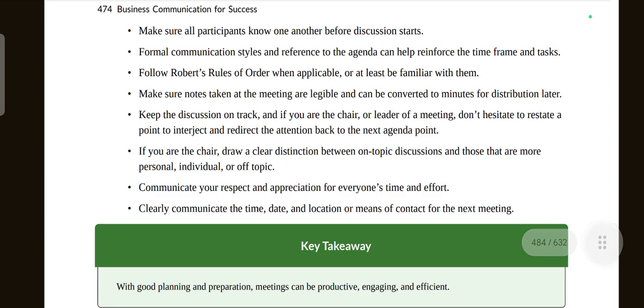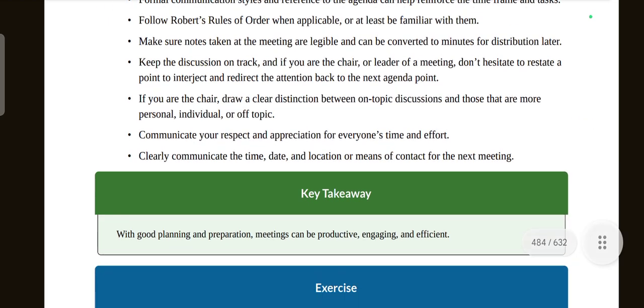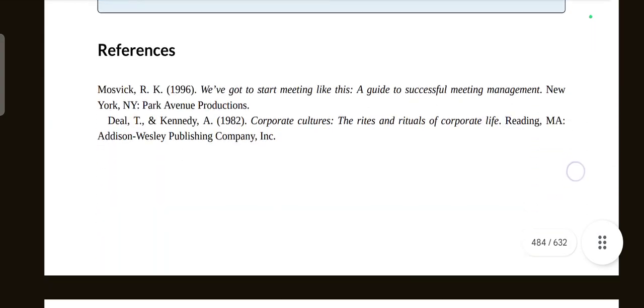Keep the discussion on track, and if you are the chair or leader of a meeting, don't hesitate to restate a point, to interject and redirect the attention back to the next agenda point. If you are the chair, draw a clear distinction between on-topic discussions and those that are more personal, individual, or off-topic. Communicate your respect and appreciation for everyone's time and effort. And last, clearly communicate the time, date, and location or means of contact for the next meeting.